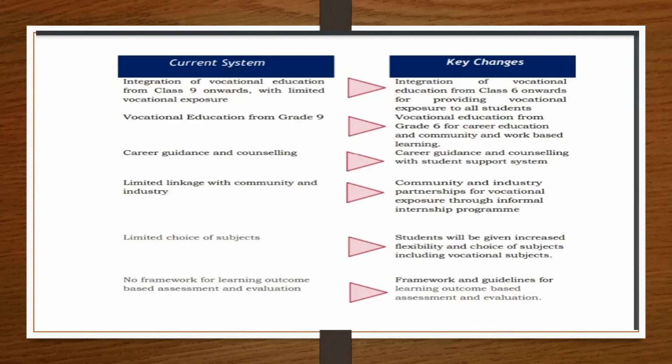Career guidance and counseling is there in current system, but in key changes there will be the career guidance and counseling with student support system. This is an important point, that there will be developed a student support system also. In current system, there is a limited linkage with community and industry, while in new education policy, there will be the partnership of the community and industry for vocational exposure through informal internship programs. In current system, limited choice of subjects, while this number will be increased, and the flexibility and choices of subjects also will be increased for the students.